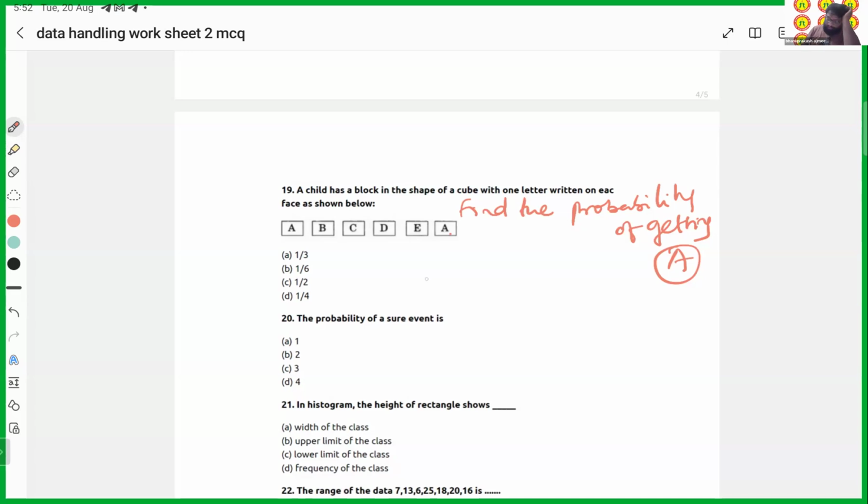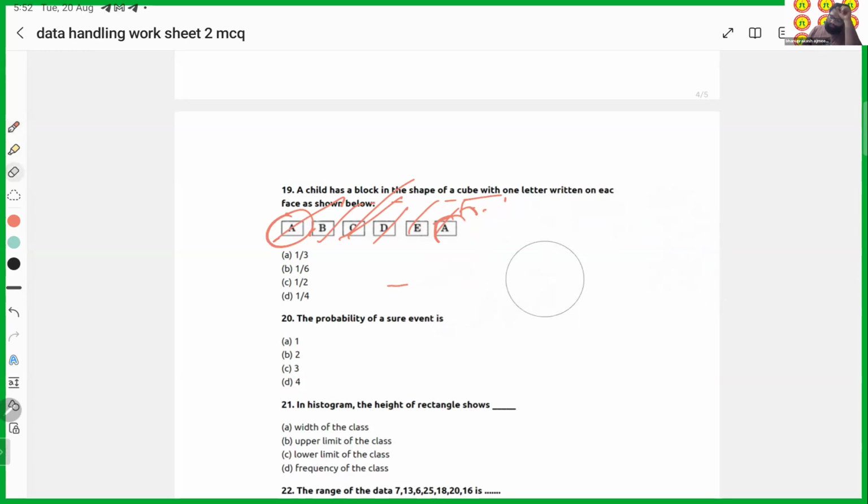Okay. So the total number of outcomes you are already aware of is 6. Why? Because it's already mentioned in the question that a child has a cube. A cube, how many sides does it have? 6 sides: 1, 2, 3, 4, 5, 6. And if you see how many A's we have here, 2 A's. So the number of expected outcomes should be A, which is 2 A's here. So 2/6. Then you can simplify and put it as an option.